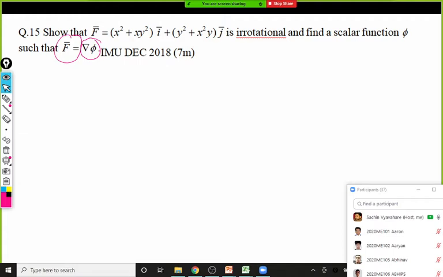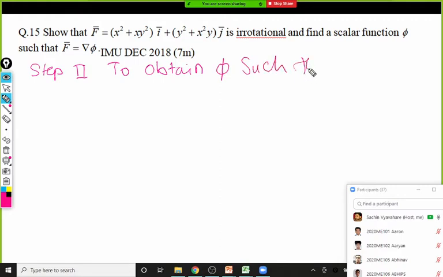And method two, okay, let me do it by a shortcut formula first. So the method says, step two, to obtain phi such that f bar is equal to del phi. So that is about method two.